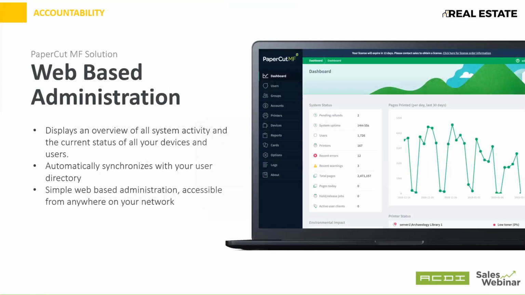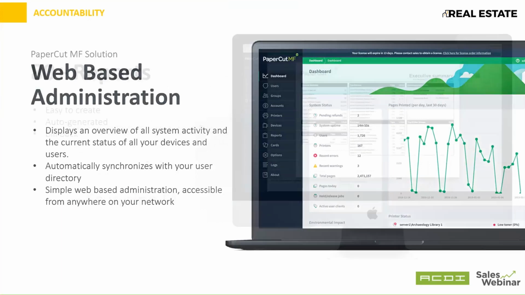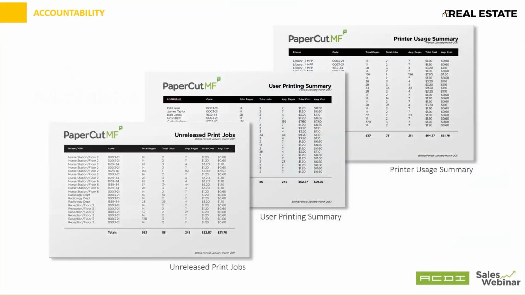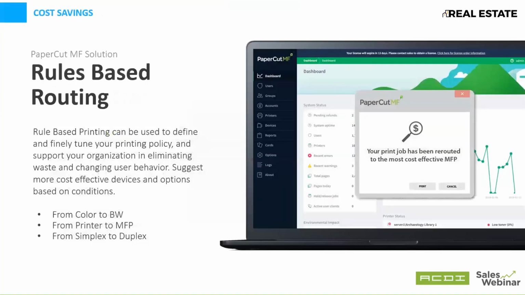So from an accountability standpoint, that's what PaperCut's going to give them. You could just strictly talk about accountability, especially with a larger real estate firm. Assume if they've got a lot of staff, not just realtors, but a lot of staff as well, they probably have a lot of unnecessary printing and copying, etc. And PaperCut can help them manage that. Easy to create reports, auto-generated reports, and, of course, bill back that I'm going to talk about here in just a few moments. And, again, some more examples of some reports.